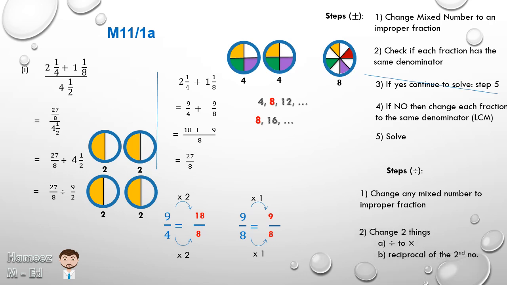That step will be 27 over 8, and we change the division to multiplication. And we find the reciprocal of the second number, 9 over 2. So the reciprocal, or if we flip it or we invert it, it will be 2 over 9. So 27 over 8 times 2 over 9, we can reduce. 2 into 2, 1, 2 into 8, 4, 9 into 9, 1, 9 into 27, 3. So 3 times 1 is 3, that's the numerator, and 4 times 1 is 4. So the answer is 3/4.